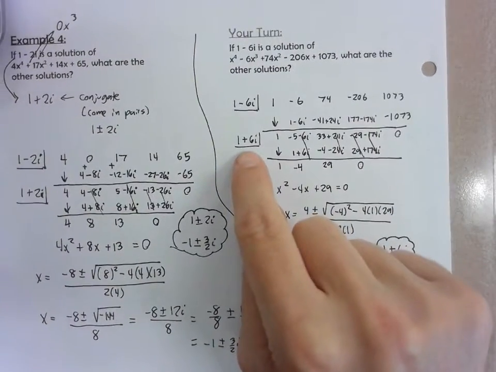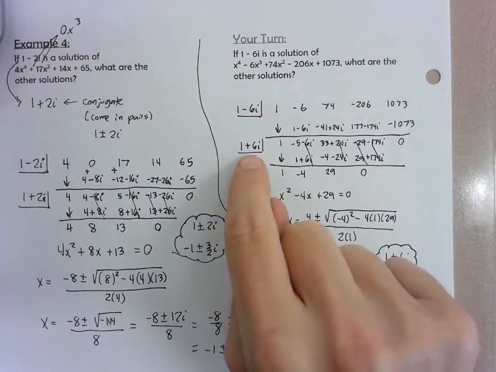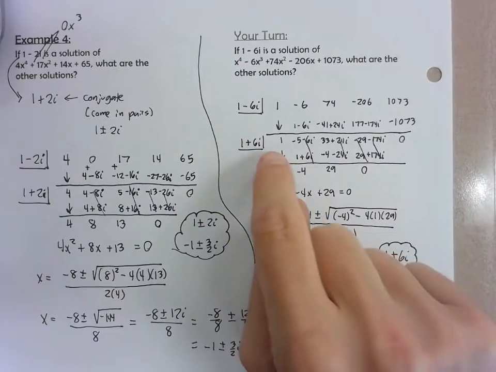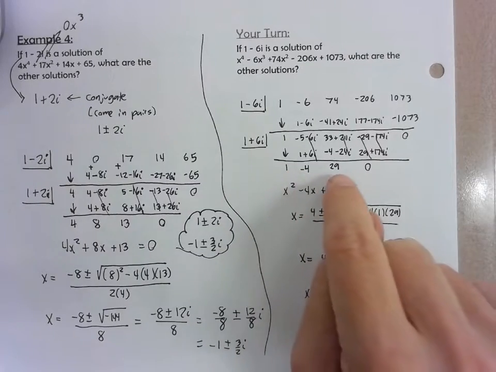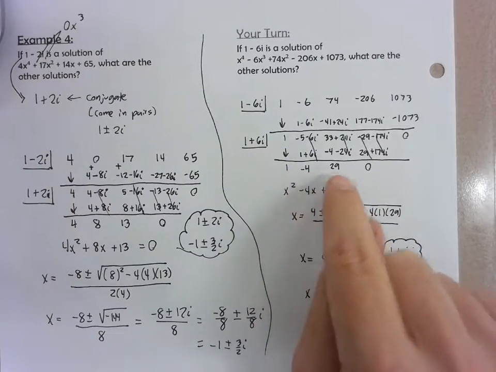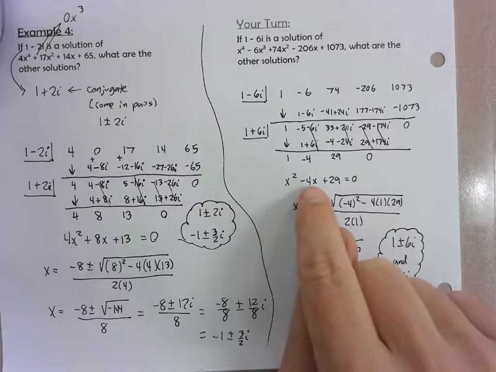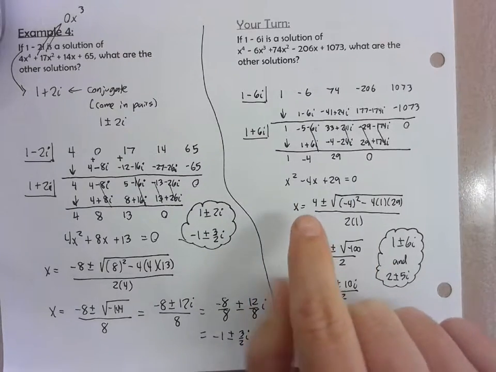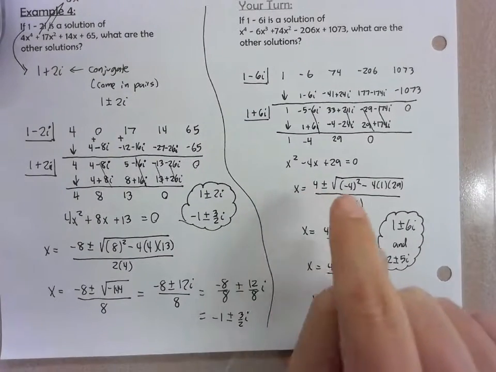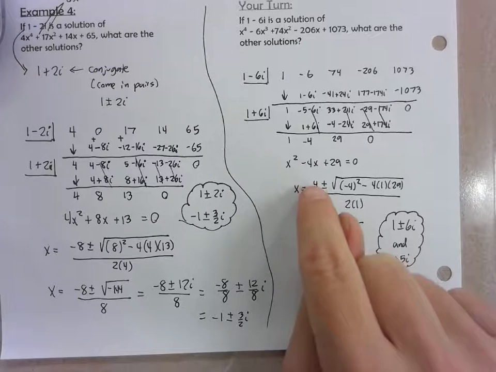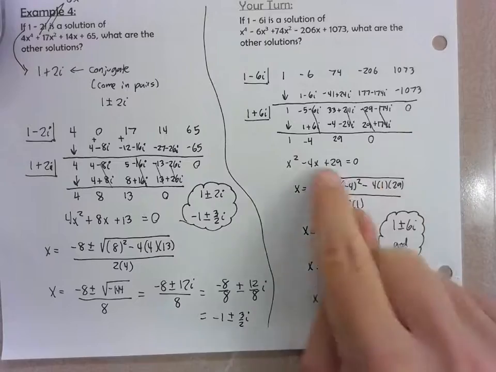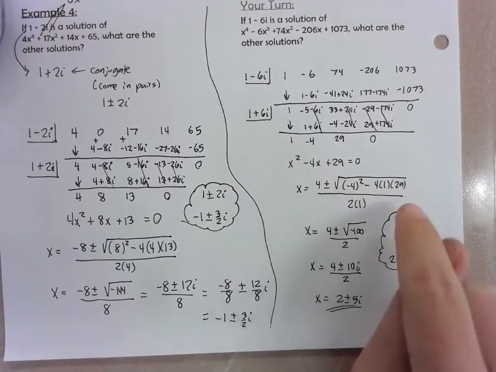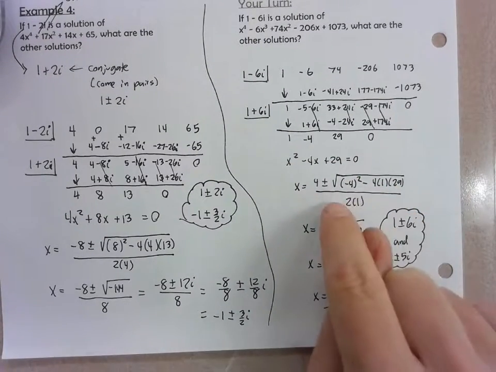Then use the conjugate. Remember that if it's 1 minus 6i, the conjugate would be 1 plus 6i. And do it again. You'll notice that all the i's go away, and you're left with your quadratic, which is going to have to be used in the quadratic formula in this problem. So that will be opposite of 4 plus or minus the square root, 4 squared minus 4 times a, which is 1, times c, which is 29, all over 2a, 2 times 1.